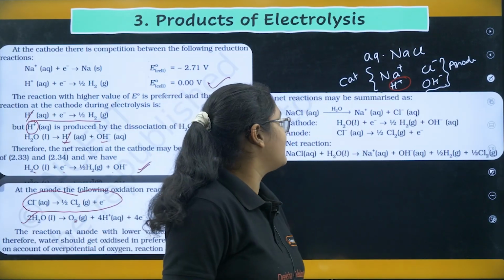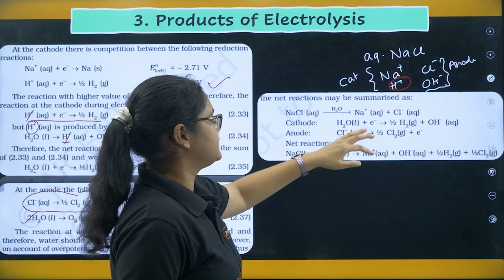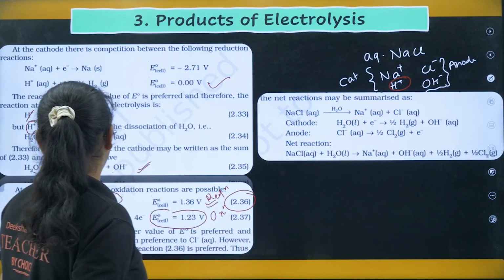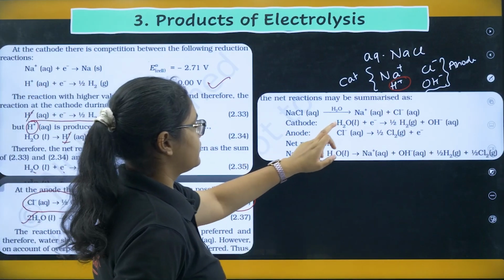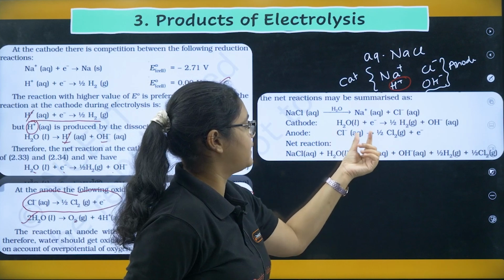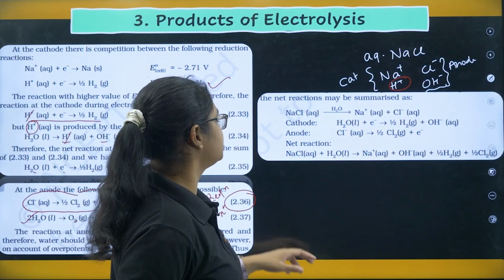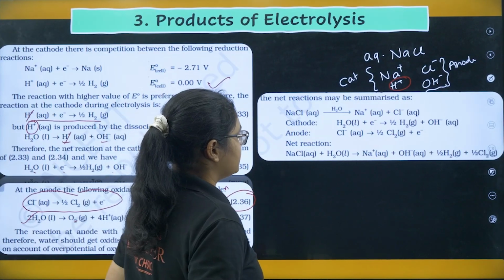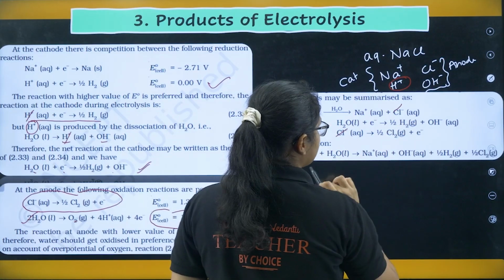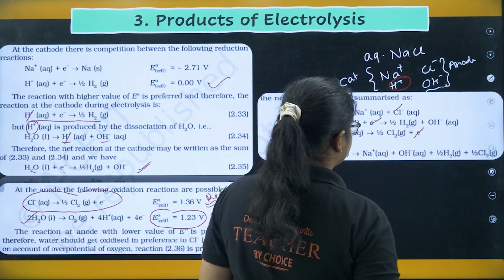So finally, what happens? The net reactions: we have NaCl with water, it dissociates to Na plus and Cl minus. At the cathode, what is the net reaction we have? H2O plus electron gives half H2 plus OH minus, and at the anode we have Cl minus gives half Cl2 plus electron. So now the final reaction: if you add all these reactions, Cl minus will get cancelled, electron will get cancelled.